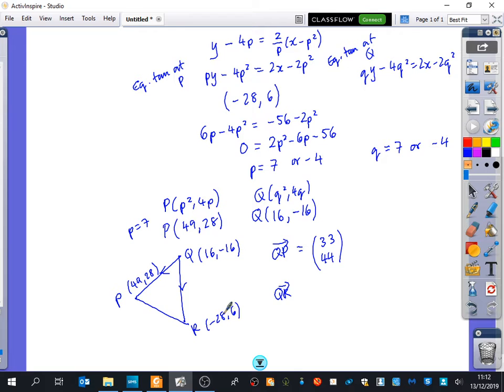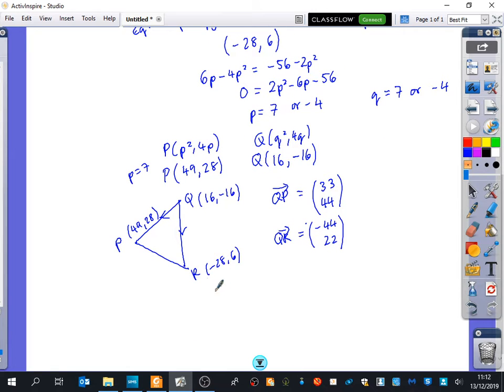QR will be R minus Q. So you get minus 28 minus 16, which is minus 44. And then 6 minus 16, which is 22. Okay? Now we're trying to find out the area of this triangle. Do you remember that to find the area of a triangle, it's a half times the modulus of the two things crossed together. So it's going to be a half times QR crossed with QP. So let's actually just work out what QR crossed with QP is.